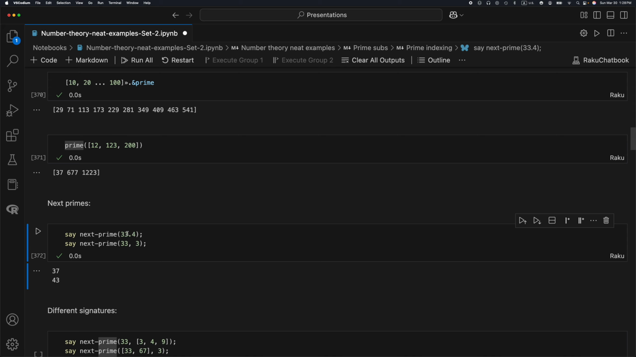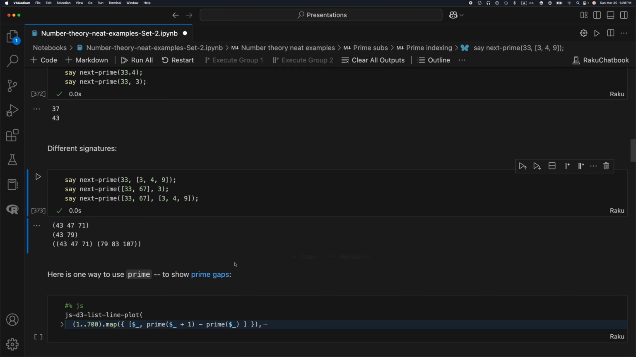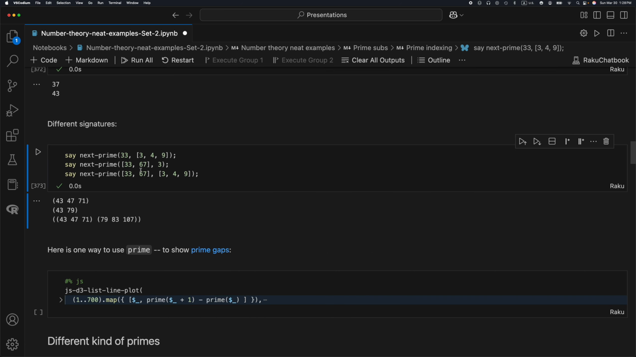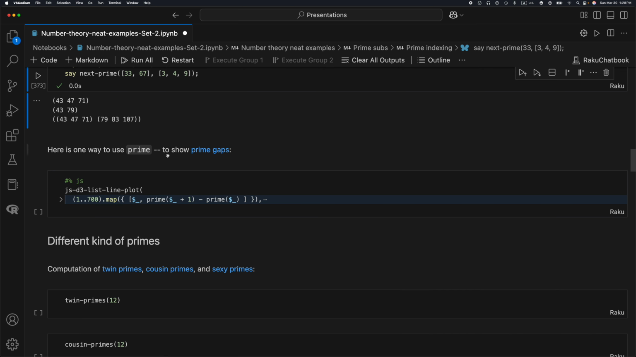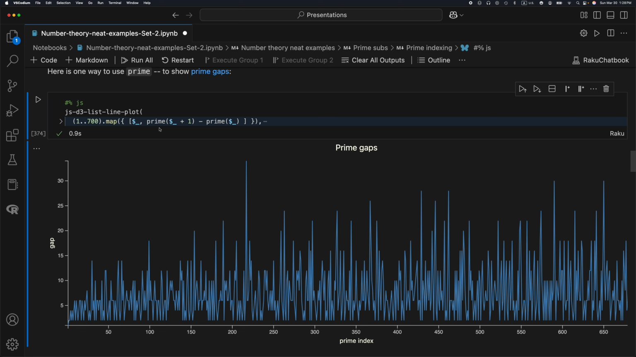The function next-prime gives the prime after the argument. It doesn't need to be an integer, the argument of next-prime. Also, we can provide a second argument, which in this case is going to give me the third prime after 33, which is 43. So again, this has been extended to work with lists on both locations, the first and the second argument. So here we can showcase prime for a given index in this way.